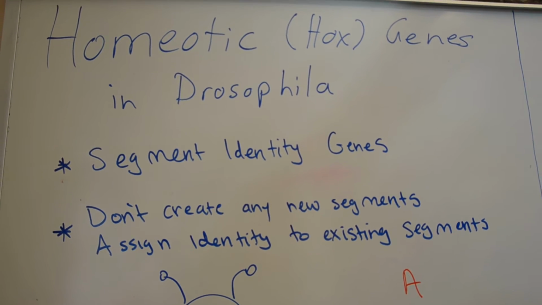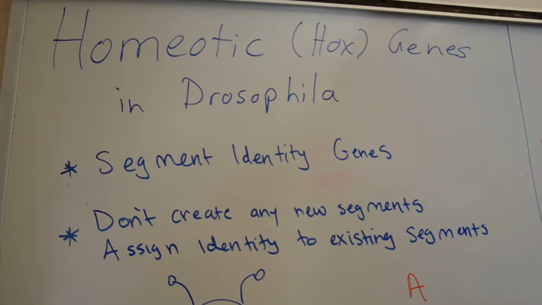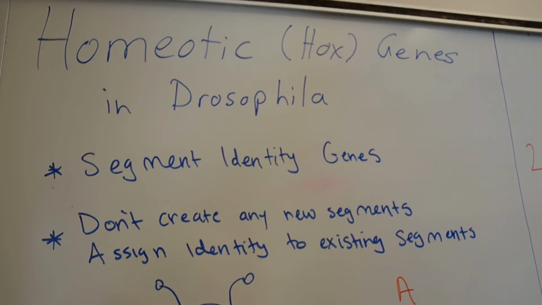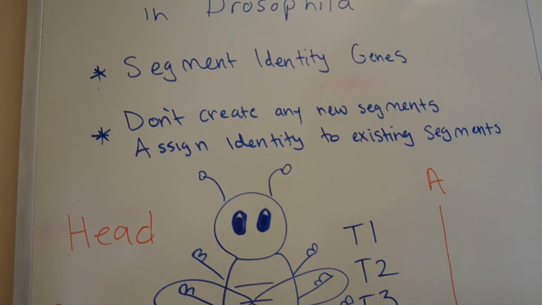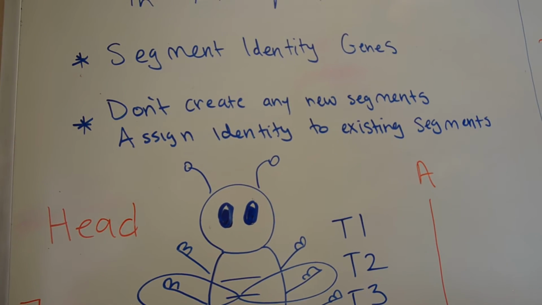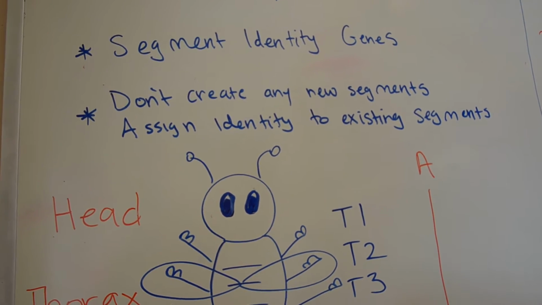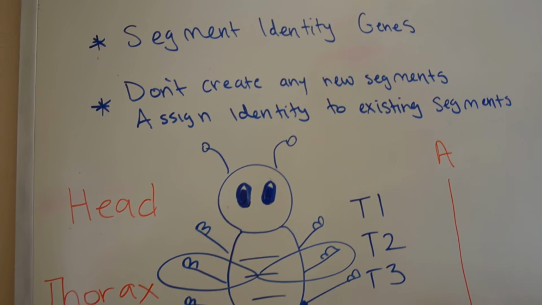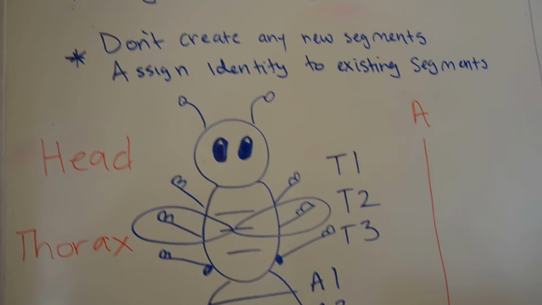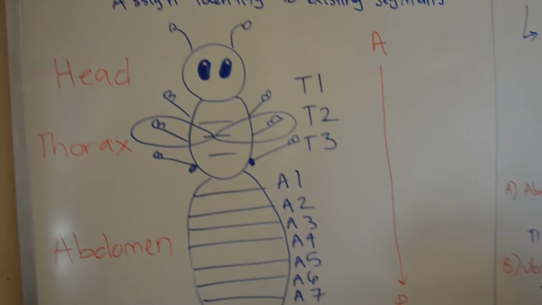Homeotic genes regulate the development of structure in animals and insects, or in this case, Drosophila. Hox genes are essentially segment identity genes. They don't create new segments, they just assign identity to the existing segments. So, in Drosophila, we have three major segments: the head, the thorax, and the abdomen.